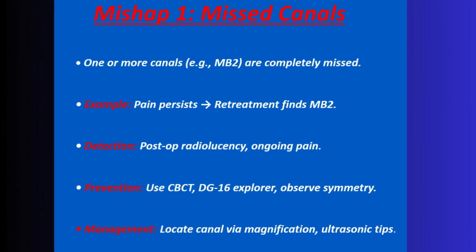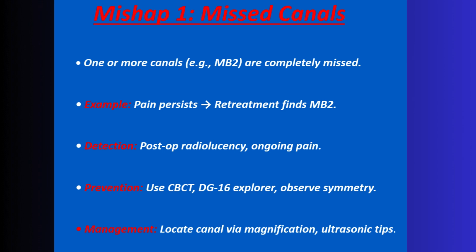1. Missed canals. Explanation: Sometimes, even though you've opened the pulp chamber correctly, you might completely miss one or more canals. This happens a lot with maxillary molars, especially the MB2 canal. Example: a case with an upper first molar. Patient still experiences pain post-treatment. Retreatment reveals an untreated MB2 canal.